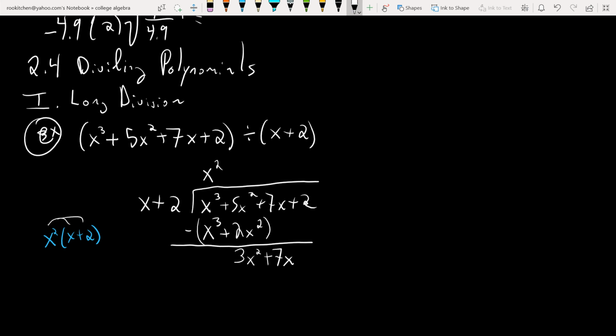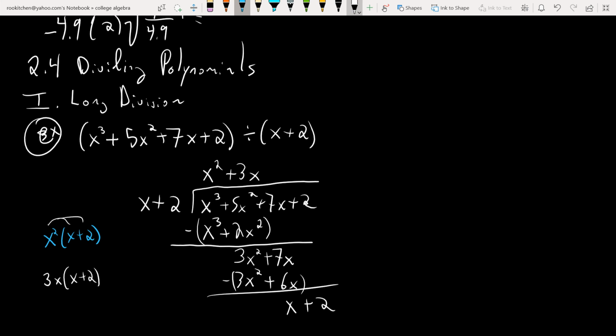Okay, and you repeat. What times x gives me 3x squared? Well, that will be 3x. Right? So in my brain, I have to remember to distribute. 3x times x plus 2. I'm going to put that in blue, but I didn't. There it is. So I'll have 3x times x is 3x squared. And then 3x times 2 is 6x. Okay, and then we subtract, right? Okay, so 3x squared minus 3x squared is 0. 7x minus 6x is 1x, and then plus 2.